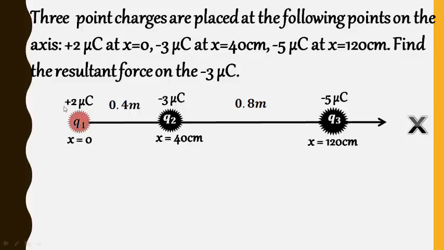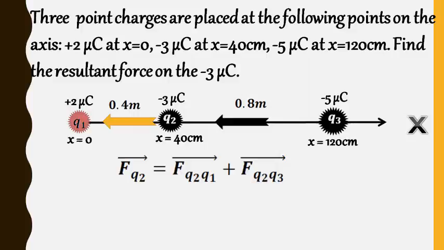Now Q1 is positively charged, Q2 is negatively charged. So Q1 attracts Q2, while Q3 and Q2 are both negatively charged, hence Q3 repels Q2. Therefore the resultant force on Q2 will be equal to force on Q2 by Q1 plus force on Q2 by Q3. That will be equal to minus K Q1 Q2 by R1 square, only the magnitude of charges considered, minus K Q2 Q3, again magnitude only considered, upon R2 square. Here the negative sign indicates the direction of the applied force, which is along the negative x-axis.